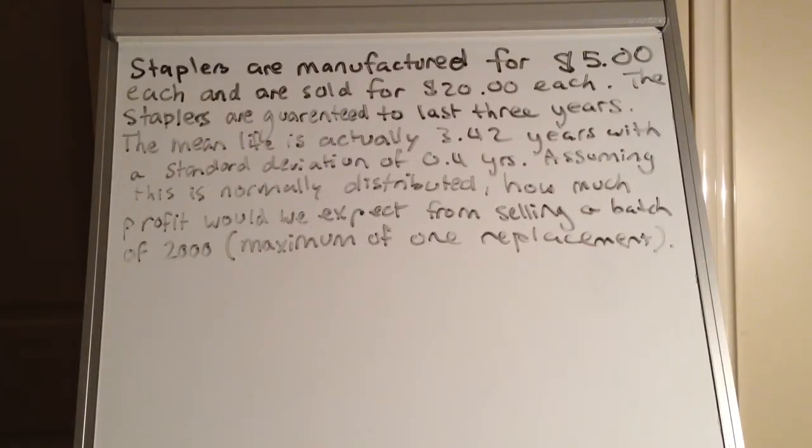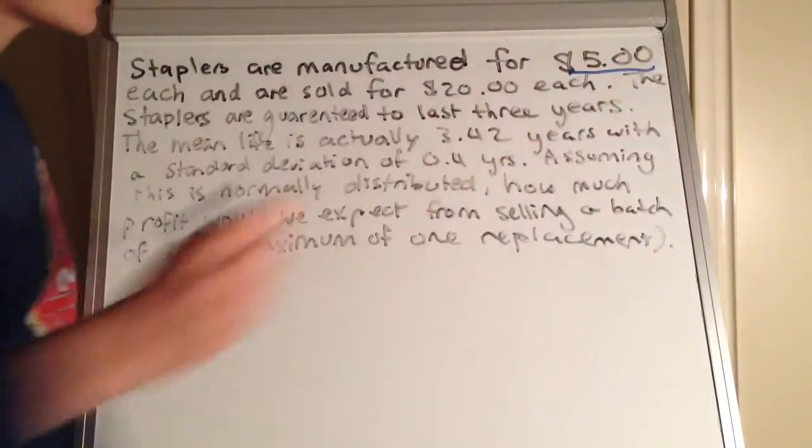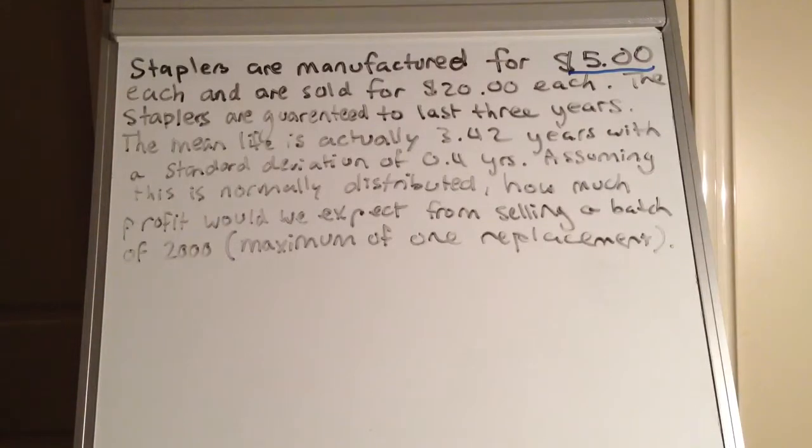So, identifying key values. The question talks about staplers. It says that they are manufactured for $5. That's the cost to the manufacturer. For each stapler made in a factory, it's going to cost them $5. Part of that is probably a labour cost. Part of that may take into account the wages that people are given. But we can only assume values based on what's given in the question.